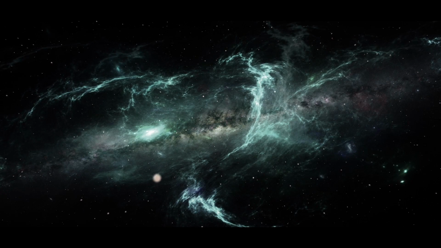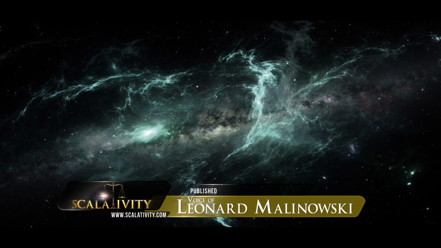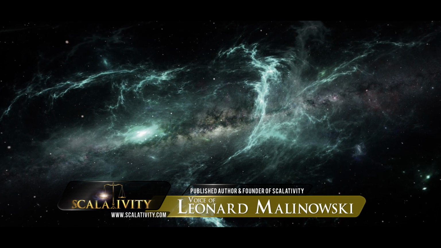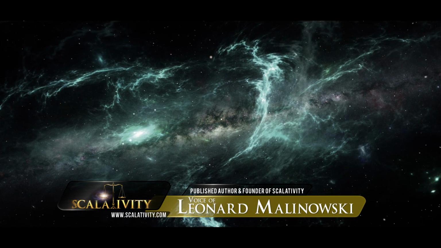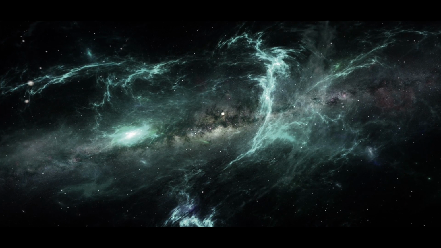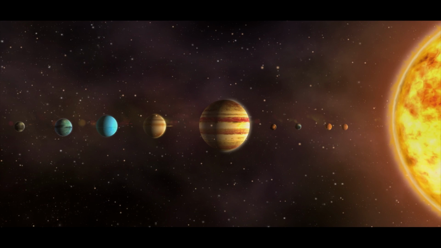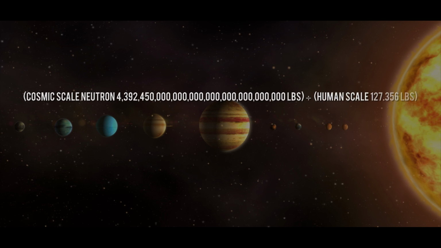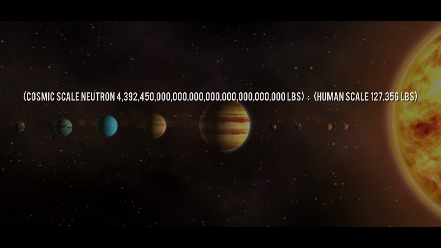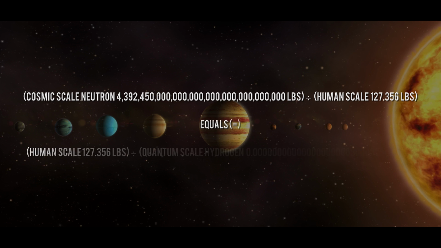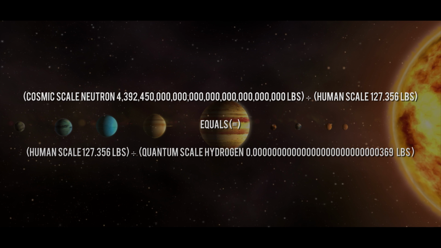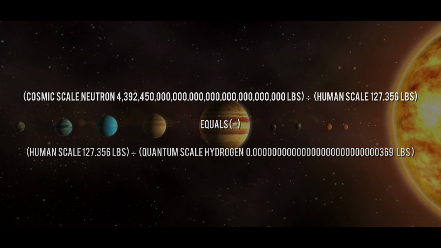In previous Scalativity episodes, I described a very fascinating coincidence, a very fascinating ratio that propels me to continue to look further and further into this Scalativity idea. If you take the mass of our sun, the moons and the planets, and divide those by 127 pounds, you get a number that equals the mass of 127 pounds divided by the mass of a hydrogen atom. You get the exact same number.